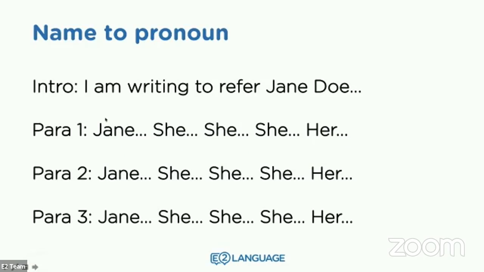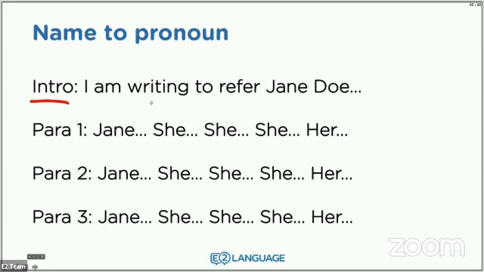Pretty straightforward. In your introductory sentence, I'm writing to refer Jane, or discharge Jane, whatever, Jane Doe, you use her full name. Now, she's female. You can gather that by the name, or it will say her sex on the case notes in some regard, so you'll be able to interpret that she is male or female. Paragraph 1, you'll start with just her name. Jane came to our clinic.